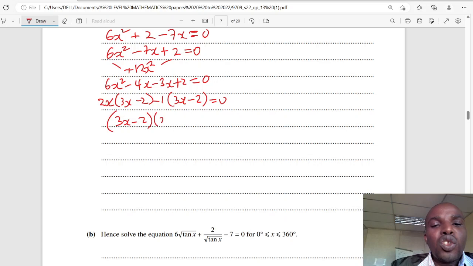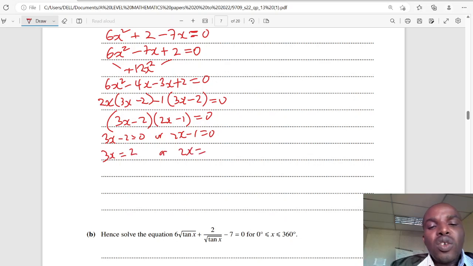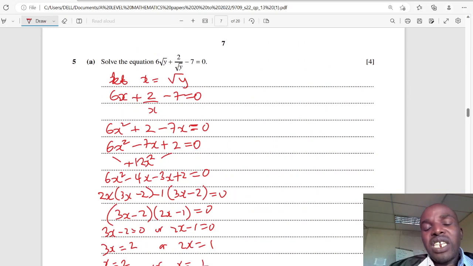You write 3x minus 2, then 2x minus 1 is equal to 0. It's either 3x minus 2 is equal to 0 or 2x minus 1 is equal to 0. So it will be 3x is equal to 2 or 2x is equal to 1. So you can get x is equal to 2 over 3 or x is equal to 1 over 2, or half. So these are the two values of x that we have obtained, right?